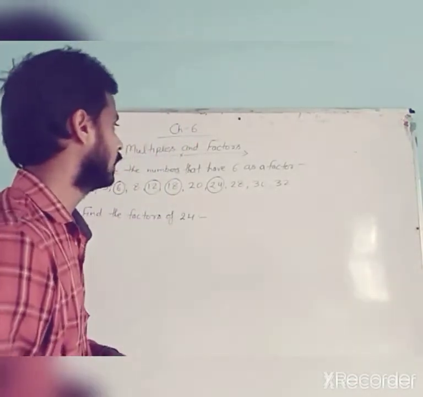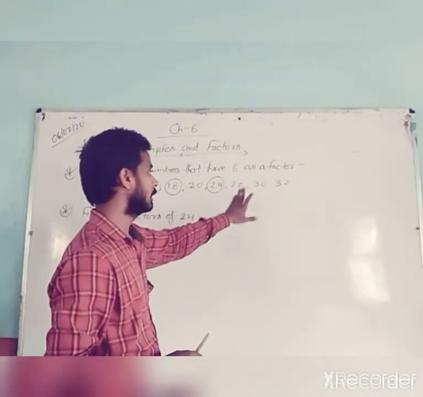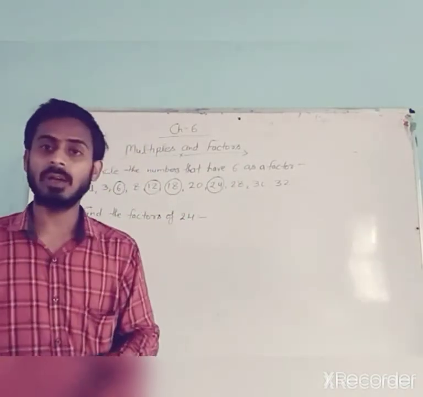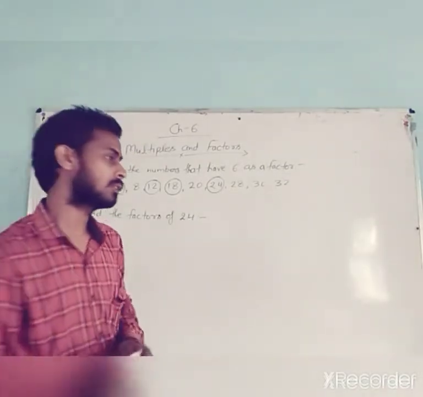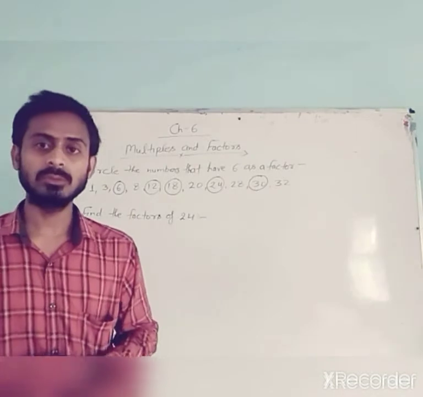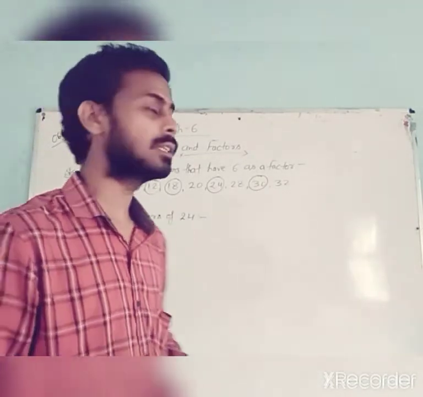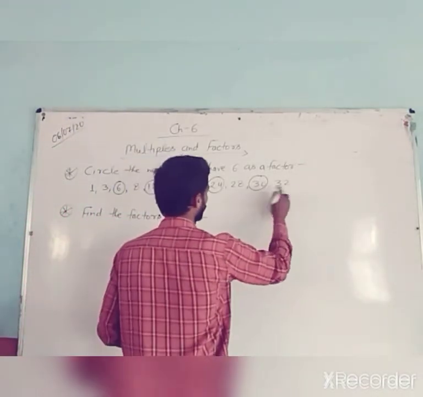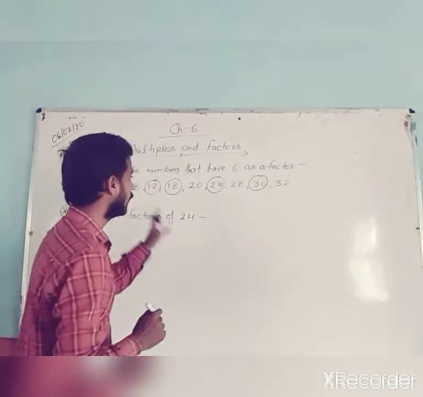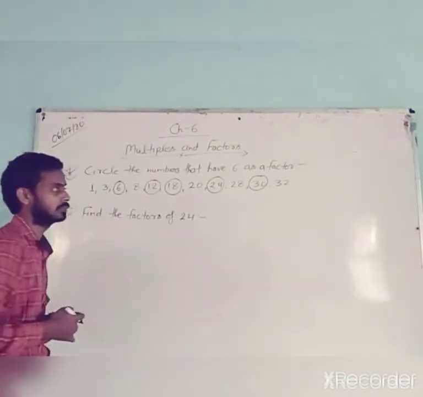Next number, 28. 28 is not divisible by 6 again. So 6 is not a factor of 28. Then 30. 6 5s are 30. So 6 is a factor of 30 also. Then 32. 6 5s are 30, then after that 6 6s are 36. That is why 6 is not a factor of 32. So now we have 1, 2, 3, 4 and 5. 5 numbers that have 6 as a factor.